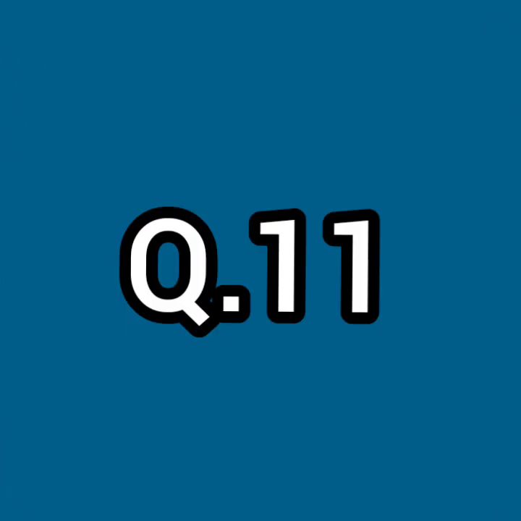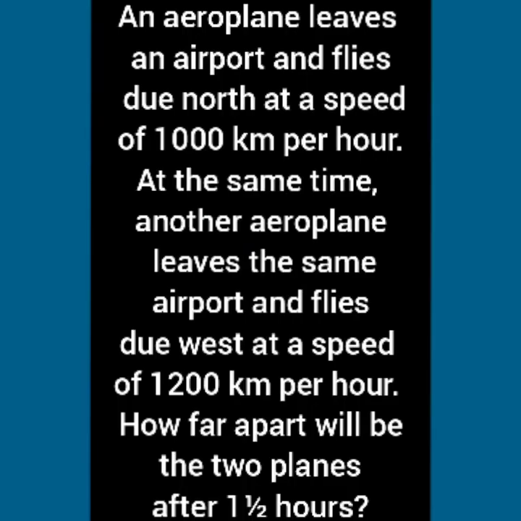Exercise 6.5, question number 11. Okay, let's see what we are given. An aeroplane leaves an airport and flies due north at a speed of 1000 km per hour. This is the north direction. Means in 60 minutes, 1 hour, it covers a distance of 1000 km.